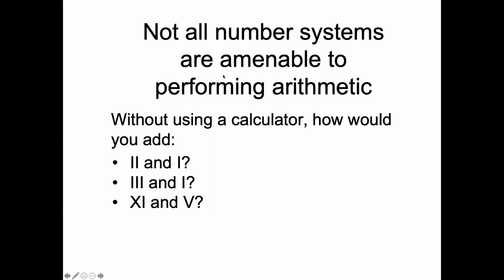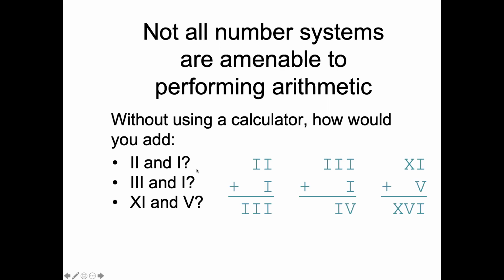Like if you had to add, in Roman numerals, 2 plus 1, well, that's not too bad. You could kind of think of that as tally notation. So I plus I could just be II. But as you get to bigger numbers with more complex representations, XI plus V, well, there is an answer in Roman numerals. It's just going to be harder than it needs to be to get to that answer through symbol manipulation alone.